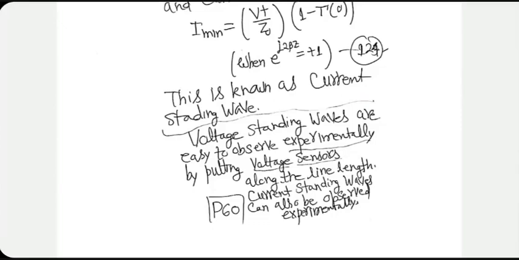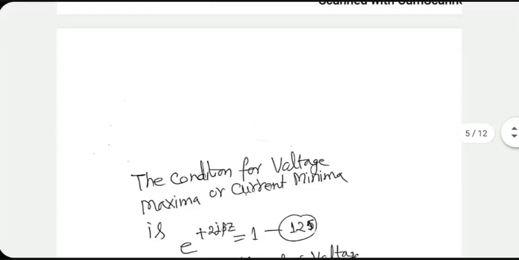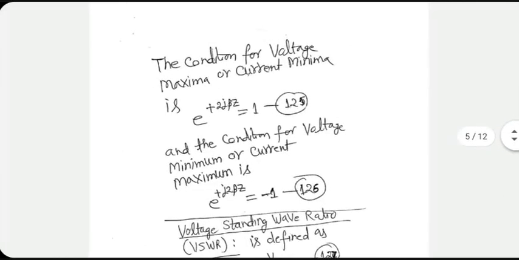You need current probes, which you move along the length of the line and pick up a signal proportional to the current flowing in the line. It can be measured also. So the condition for voltage maxima or current minima is e to the power plus 2j beta Z equal to 1. And the condition for voltage minima or current maxima, there is more than one minimum and more than one maximum, is e to the power j2 beta Z equal to minus 1.